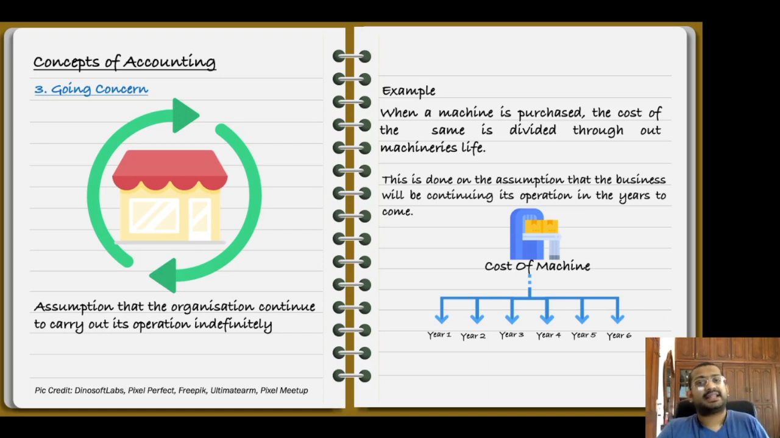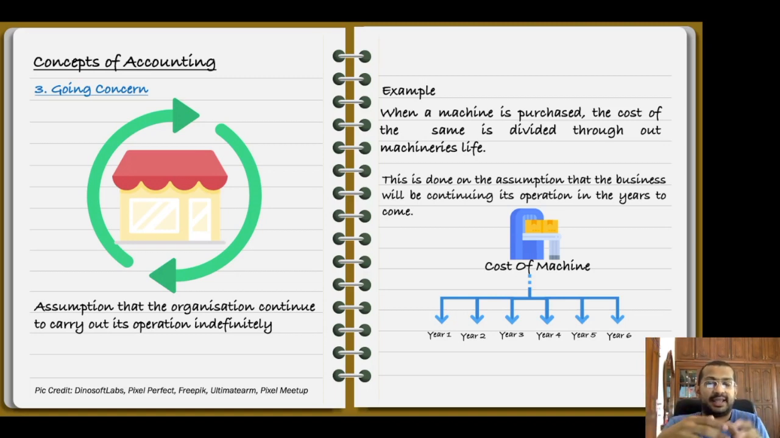Let's assume that the cost of the machinery is 6 lakhs and the life of the machinery is 6 years. To make it simple, we will have a simple example. In the year of purchase, we won't be expensing the whole 6 lakhs into the profit and loss account, because the service of this machinery is available throughout its life. So by adopting the going concern concept, assuming that in the near future we won't be stopping the business, we will only charge a portion of the cost of the machine to the profit and loss account.